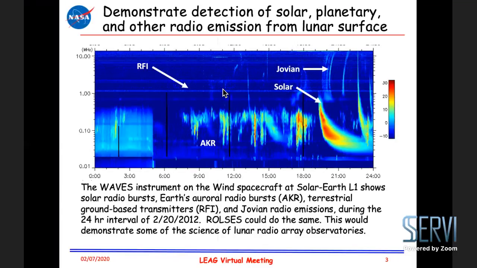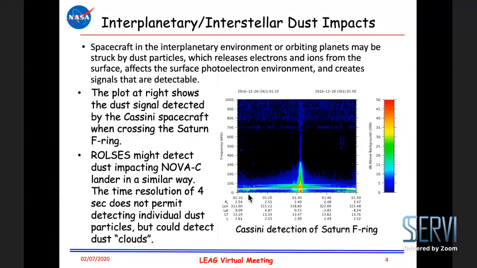So this plot is a 24-hour interval covering the frequency range for the WIND WAVES spacecraft, and we'll have on the order of 13 plots like that from ROLSES if everything works the way it should. We may also detect interplanetary dust impacts. I'm not talking about the lunar dust, but interplanetary dust or interstellar dust coming down on the lunar surface and spacecraft flying through those dust particles.